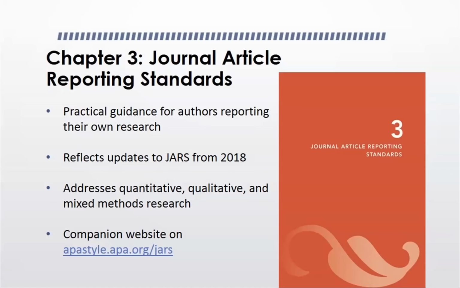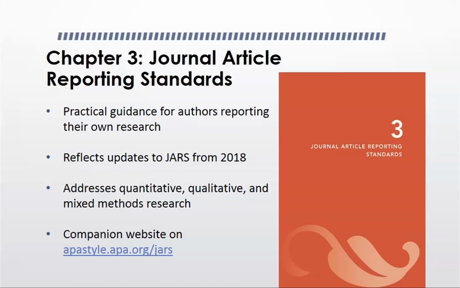So in Chapter 3, we have a dedicated section for journal article reporting standards. These standards were a part of the APA 6th edition manual, and they were updated in 2018. The quantitative standards were updated in 2018, and new standards were published for qualitative and mixed methods research. So the manual is a place for researchers to become oriented to journal article reporting standards. There's additional information available on the JARS website, which the web address for that is linked at the bottom of this slide.